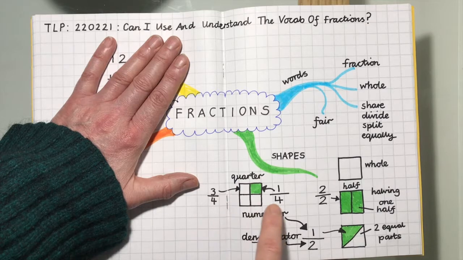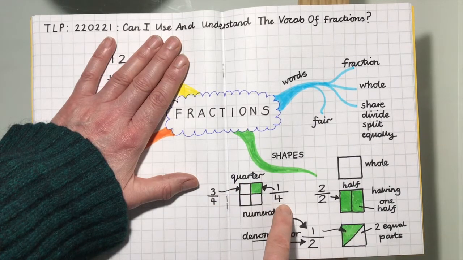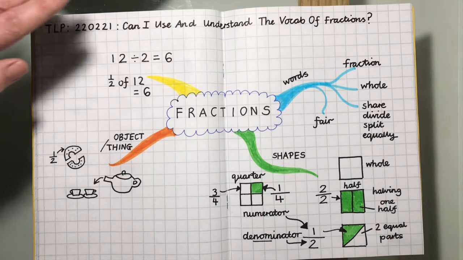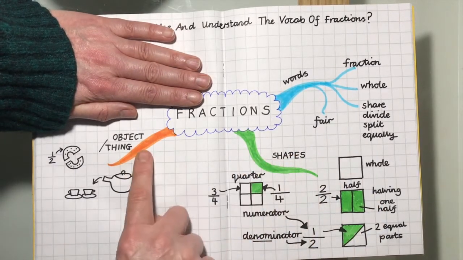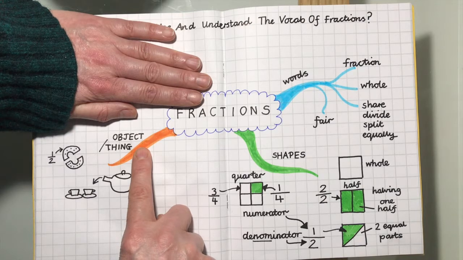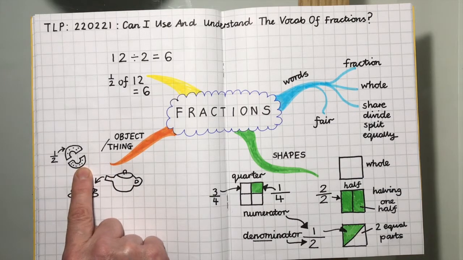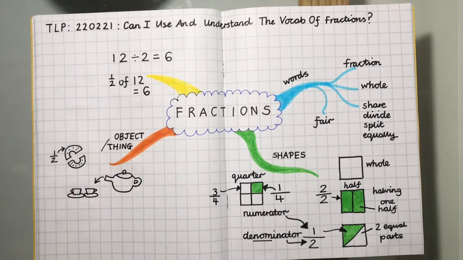So the denominator is 4 because the names of these fractions are quarters. So I hope this is starting to make a bit of sense. Okay, I'm now going to talk about how, as well as fractions of shapes, we can have fractions of objects or things. So this first picture looks a bit like a letter C that's been chopped, but I'm going to show you what that was. I've already filmed this once, so I'm showing you again.